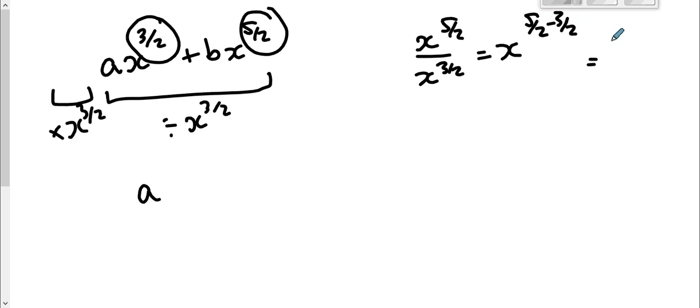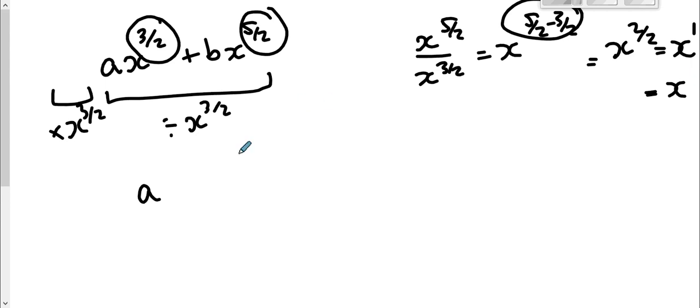And when you do this, you get x to the 2 over 2, or just x to the 1, or x. And you can do that in a calculator if you're not confident with fraction arithmetic. If you use your fraction key to do 5 over 2 minus 3 over 2, it will say the answer is 1, so you just get x.